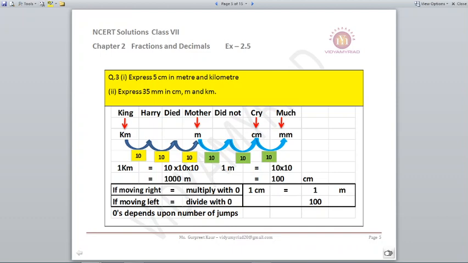Now what you have to do is, if I want to go from kilometers to meters, I will do the jumping.